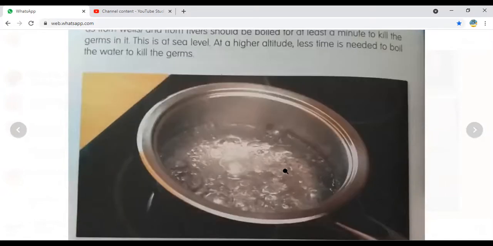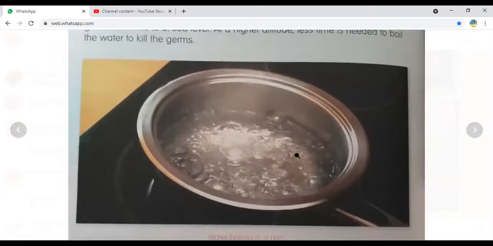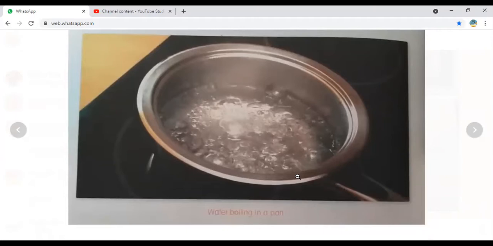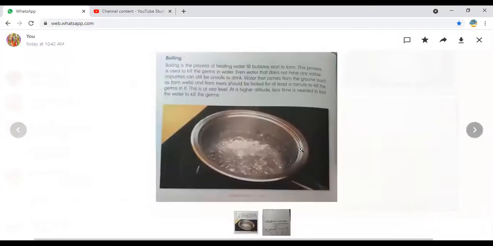Next point you can observe here. Observe the picture. You can see the bubbles, water boiling in a pan or in a bowl. Downward is the induction stove. From the induction stove, you can see the boiling water. I hope you have understood it.